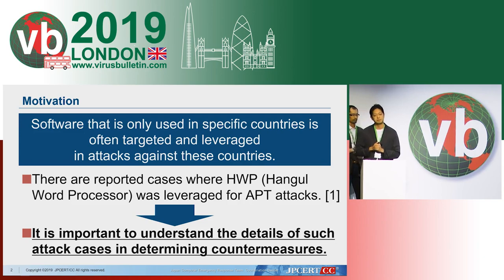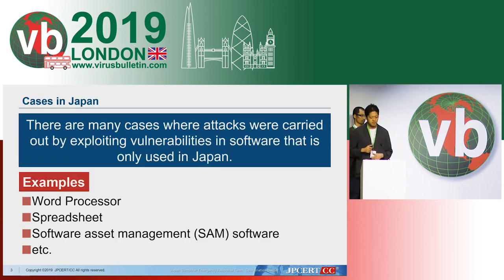On the other hand, in some APT campaigns, attacks are carried out by exploiting vulnerabilities in region-specific software. Furthermore, government agencies frequently use such local software, and this tends to be targeted. These attack cases are rarely discussed in international conferences, as the issue is exclusive to a certain country. However, it is important to understand the details of such attack cases in determining countermeasures.